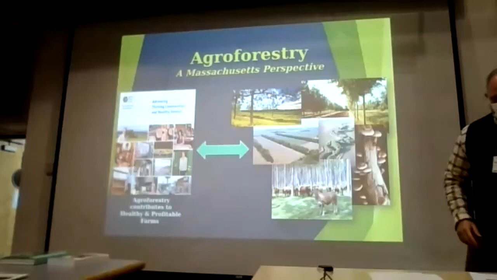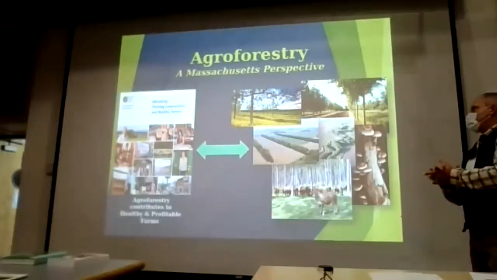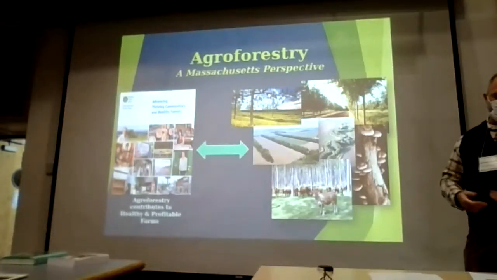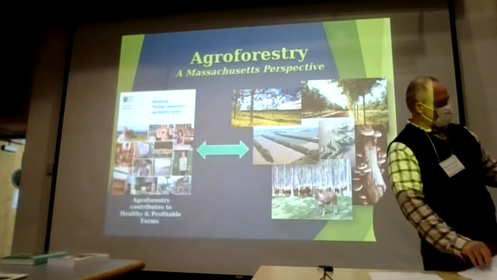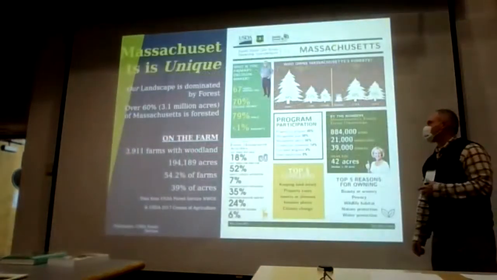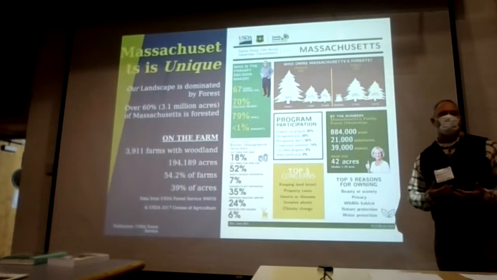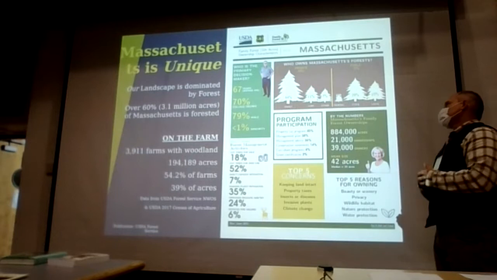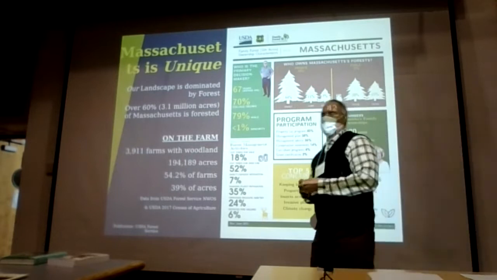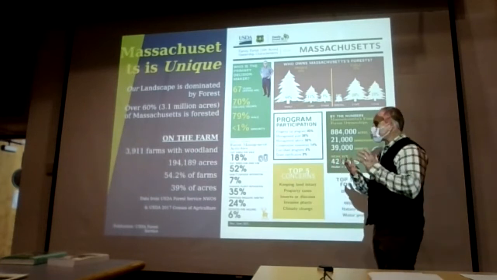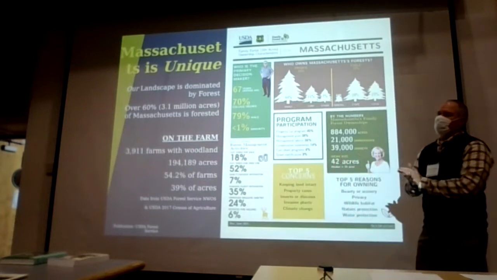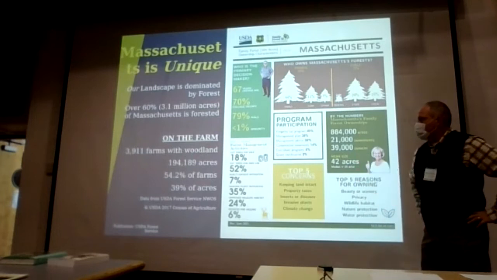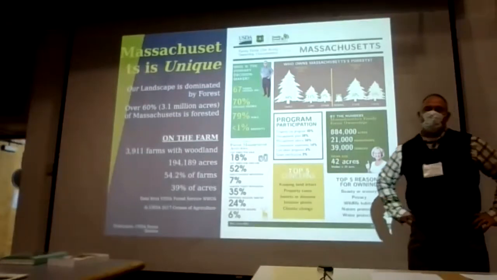So in terms of here in Massachusetts, as you work and live here, you realize that Massachusetts is definitely not the norm. Next slide. It is unique. And it really comes down to what our landscape is dominated by, and that's forest. We are in a state that is dominated by forest. We do have a good amount of farms still, about 500,000 acres of farms across the state.